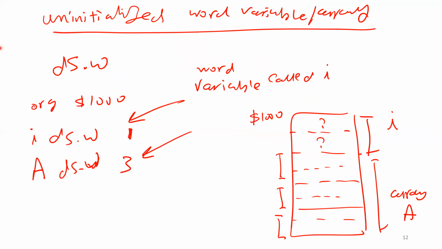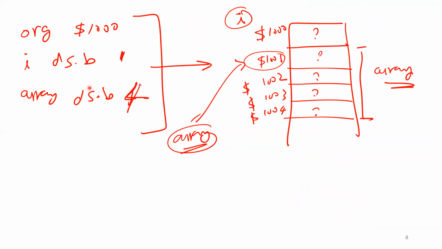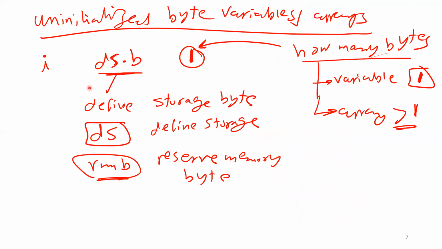Okay. Now, how can we do the same thing but for uninitialized? So how can you define uninitialized word variables and arrays? Very easy. Exactly similar to what I said before. The only difference is here I used ds.b, right? Now I'm going to use ds.w. That's it. Okay, this is one difference.